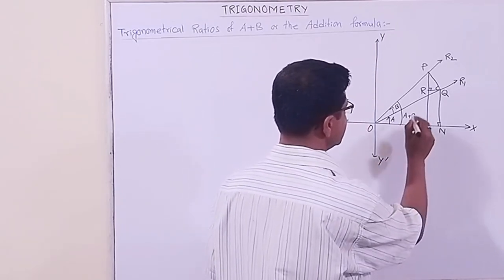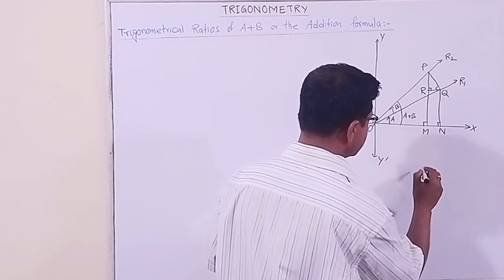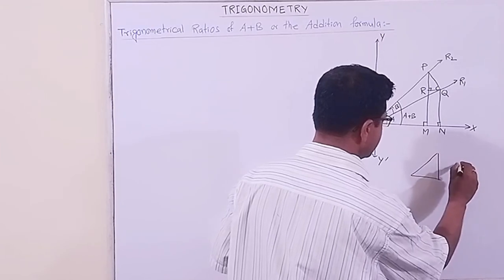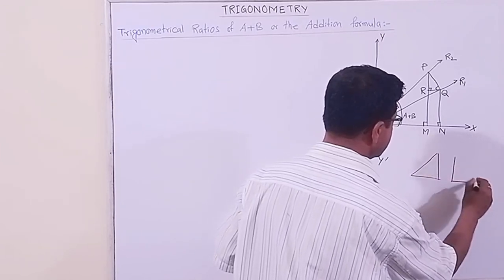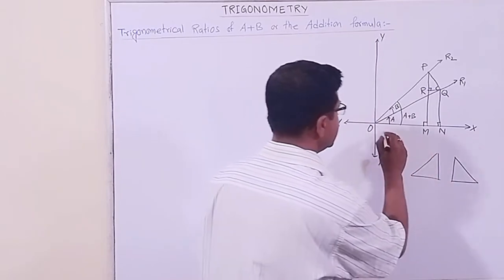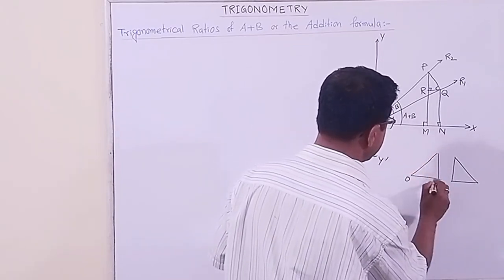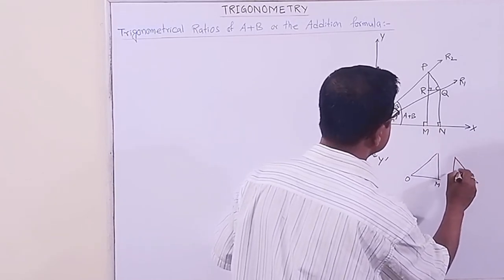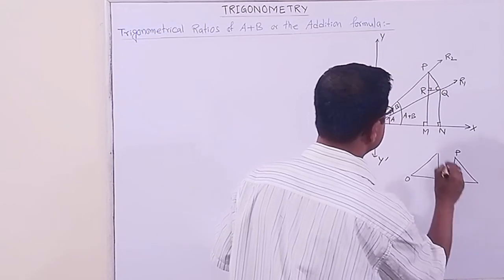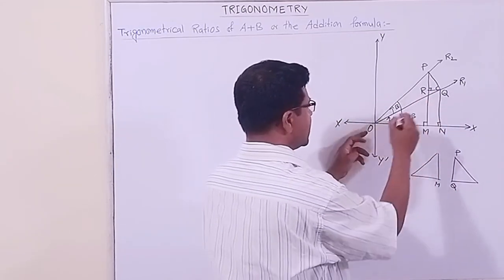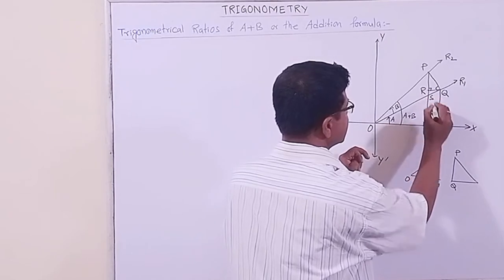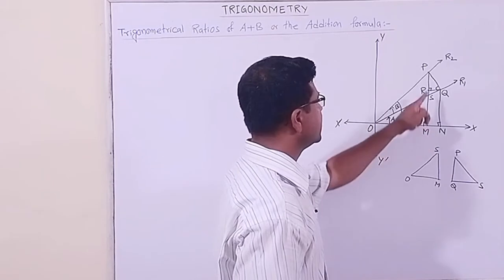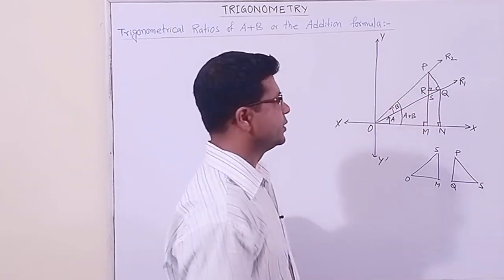Here you see, there are two triangles we are drawing. Let us take right angle triangles, because both the triangles are right angle triangles. One triangle is OMS, and another triangle, suppose this is P and this is Q. Suppose this point is S. Triangle OMS and triangle PQS, these triangles we are considering.